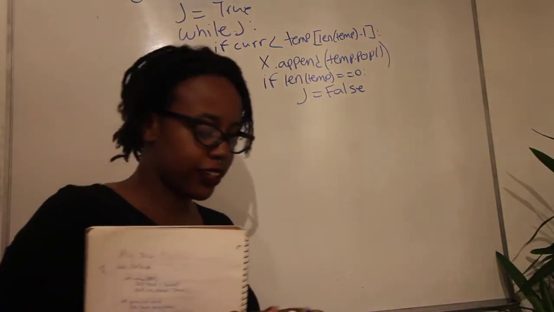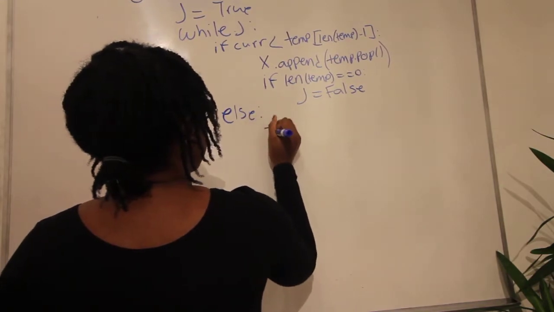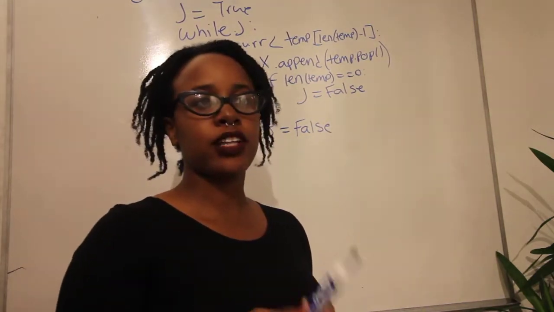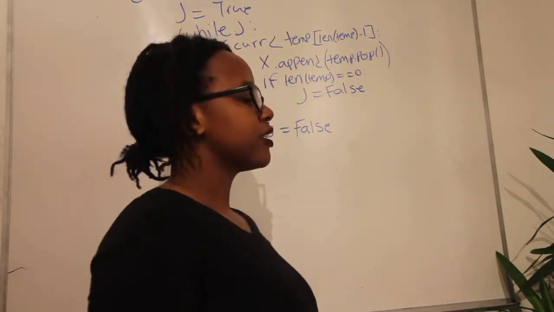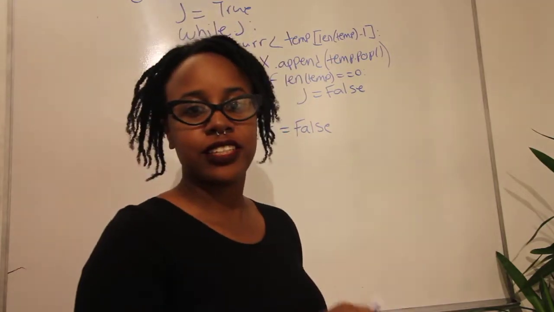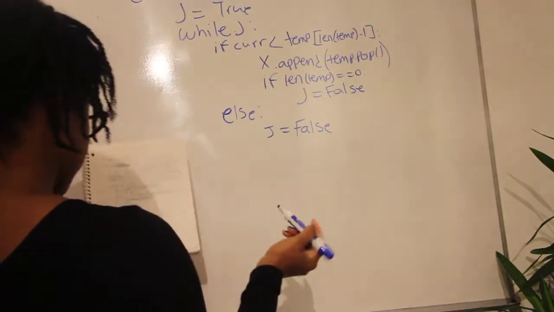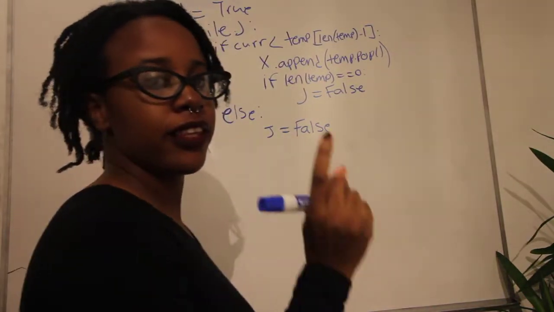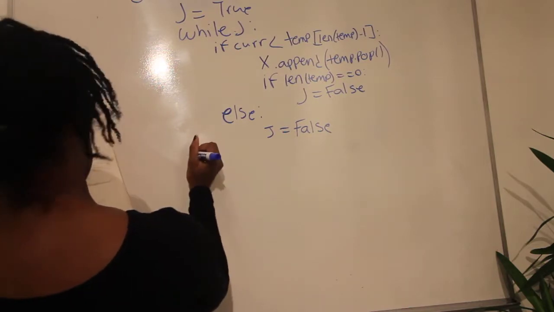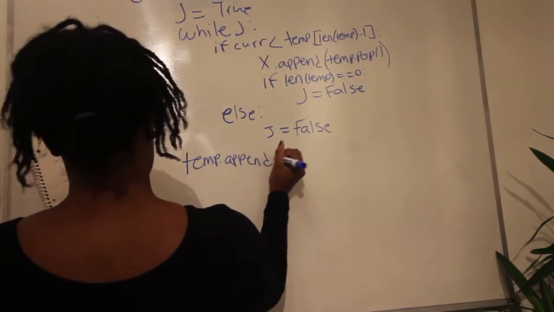So now we're gonna do our second else statement. So it's gonna be else, j equals false. So what that does is that if there's elements in the temporary stack and it's not empty, and current isn't less than the last element, then it will stop the while loop, and then we're gonna do what's next. So we're gonna append the current element to temp. So we're out of the while loop and we're doing temp dot append current.